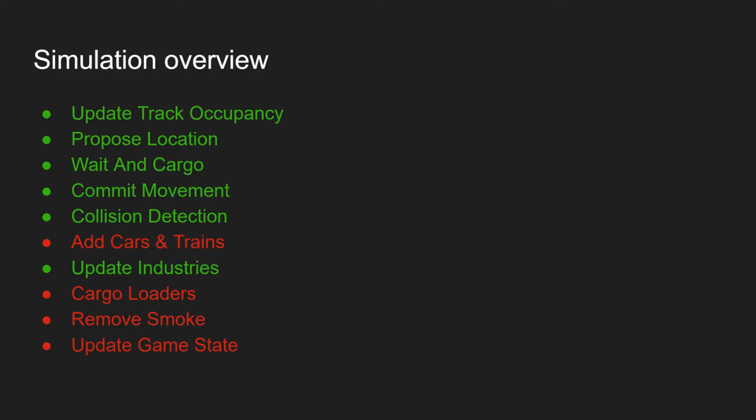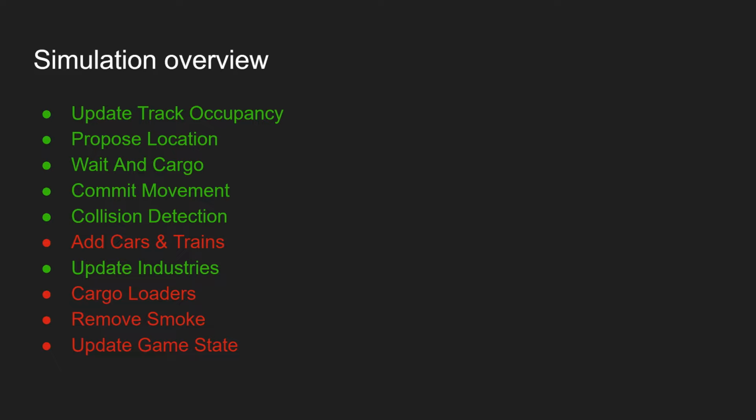Here I've color-coded the steps based on whether I could parallelize them or not. The steps marked in green are parallelized, the ones in red are not. The first 5 steps are the ones that actually take the most time and are the ones that involve the updating of the trains themselves. I didn't parallelize adding cars and trains, but I did parallelize updating the industries, and the remaining steps of updating cargo loaders, removing smoke, and updating the game state were also not parallelized.